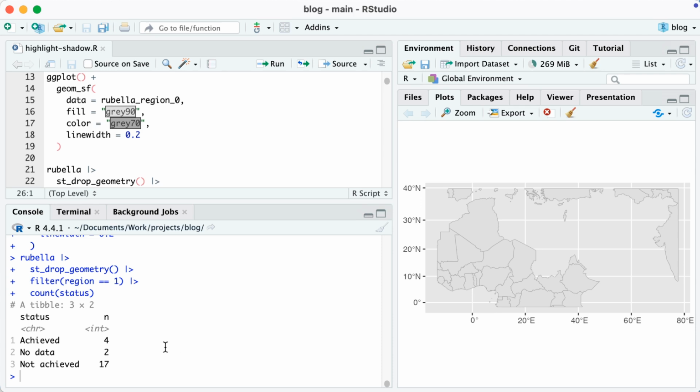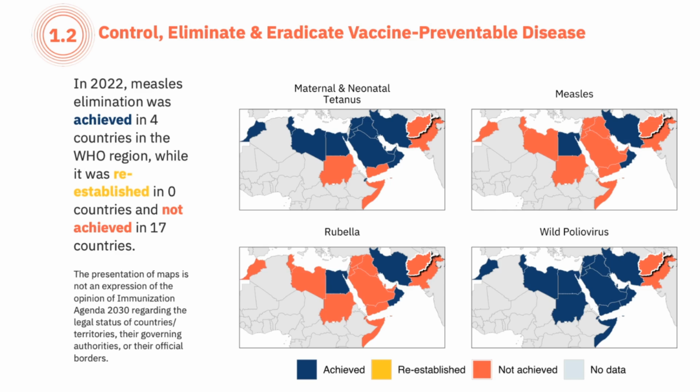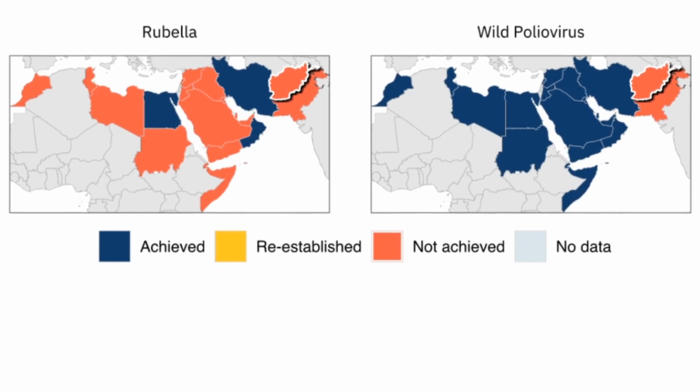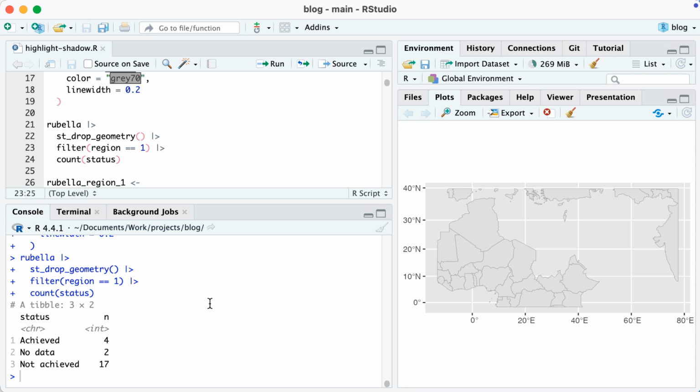But if you were paying really close attention, you might remember that in our maps, we actually had four statuses: achieved, reestablished, not achieved, and no data. Now, it just happens that in region 1, we don't have that reestablished status for any country. So what we're going to do is we're just going to add it manually.